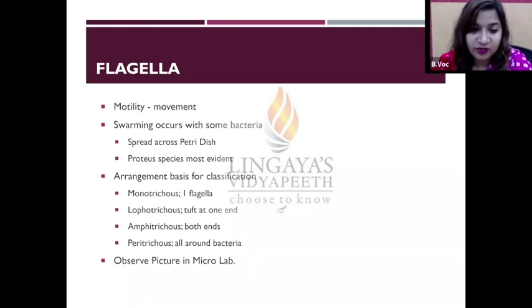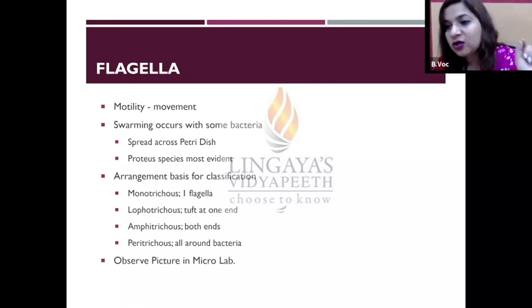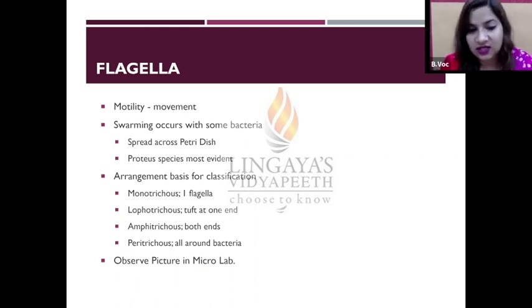Then the arrangement is a basis for classification of the bacteria. On the basis of flagella, we can also classify the bacteria into different types. There is monotrichous flagella, lophotrichous flagella, amphitrichous flagella, and the peritrichous flagella. So what is monotrichous flagella? Mono means singular. So if the bacterial cell has only a single flagellum, then we can say that the bacteria has a monotrichous flagella.